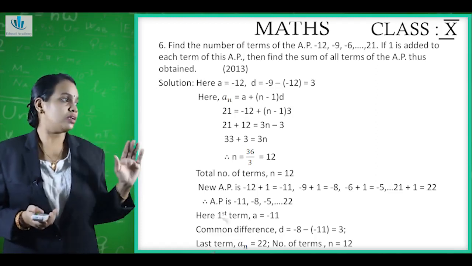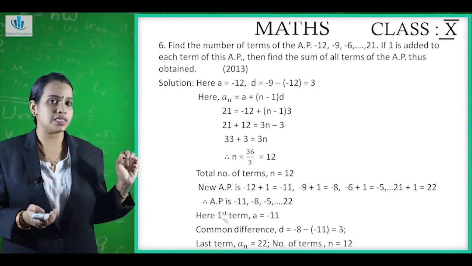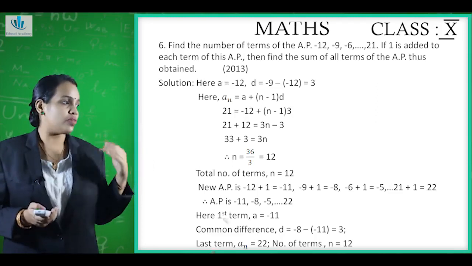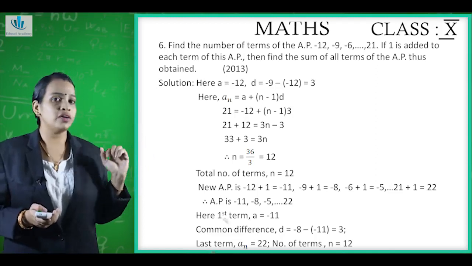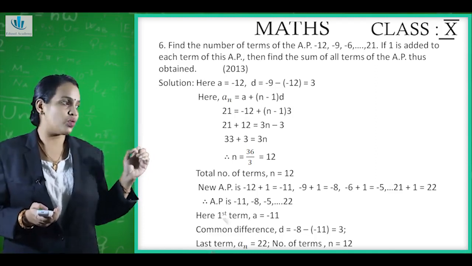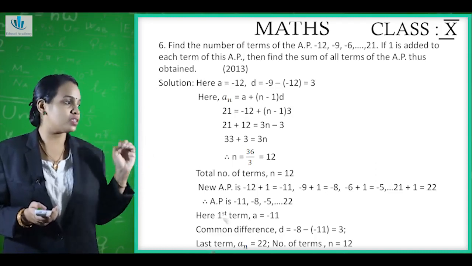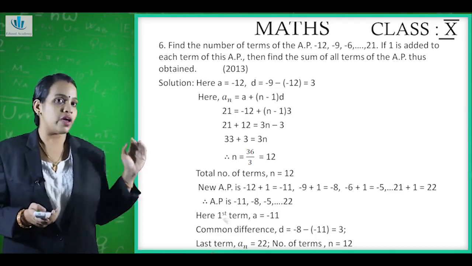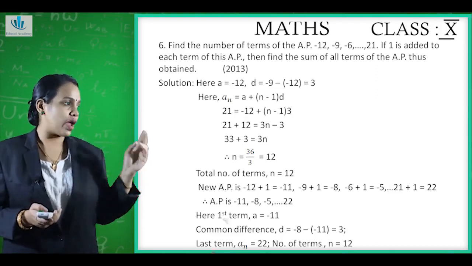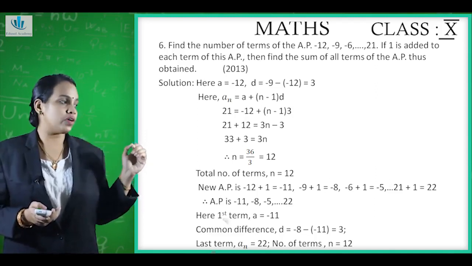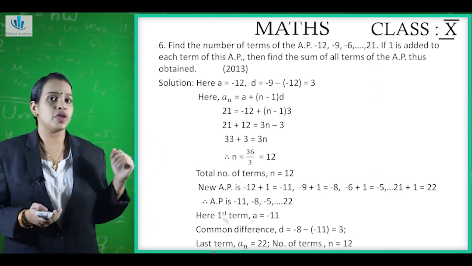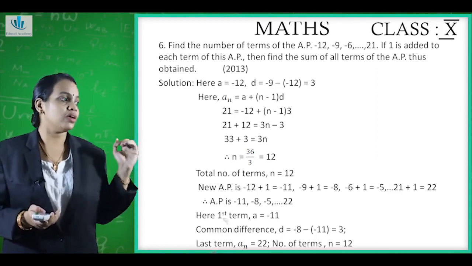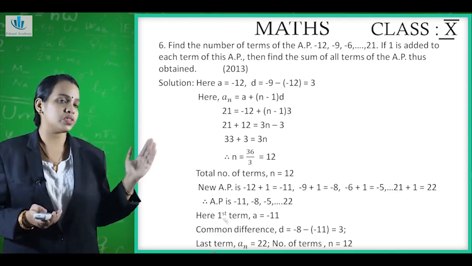That means the total terms in the AP is 12. Now it is said that we have to add 1 to each term of the AP. So for our new AP, minus 12 plus 1 is equal to minus 11. Minus 9 plus 1 is equal to minus 8. Minus 6 plus 1 is equal to minus 5, and so on. The last term we have to add 1 to as well: 21 plus 1 is equal to 22. So our new AP will be minus 11, minus 8, minus 5, and so on up to 22. Our last term is 22.